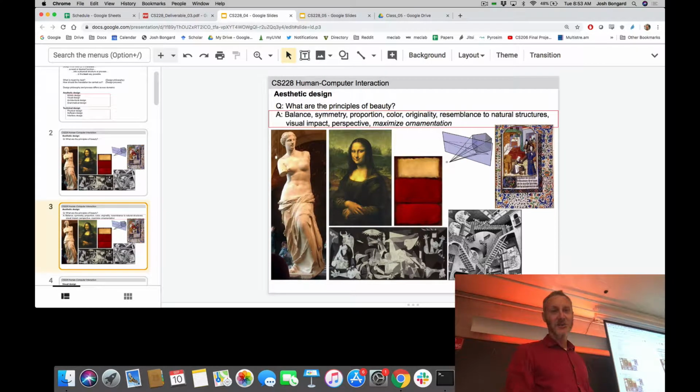Okay. Here's a few that I wrote down. Obviously, we could probably spend all day and all semester making a laundry list here. Some of these were already mentioned. Balance, symmetry, proportion. These are sort of the first lessons if you take a fine art class.